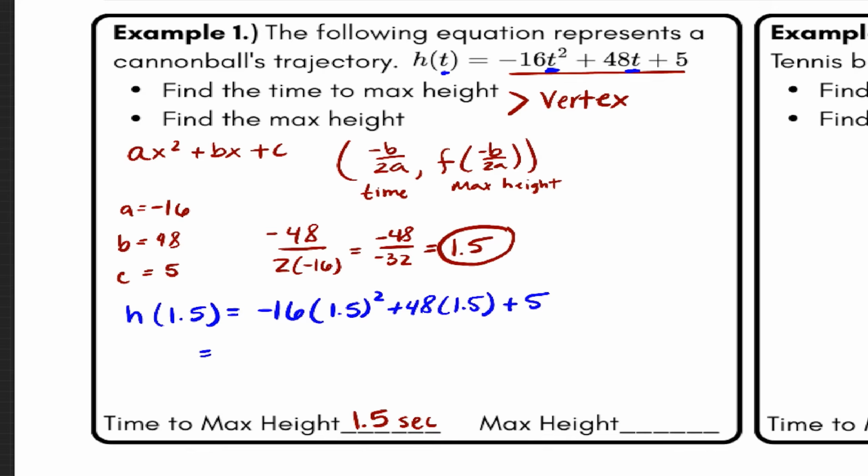So 1.5 squared is 2.25, and that gets multiplied times negative 16. And then 48 times 1.5 is 72, and we have plus 5. Negative 16 times 2.25 is negative 36, plus 72, plus 5. So all of that equals 41. So the maximum height of the cannonball is 41 feet.